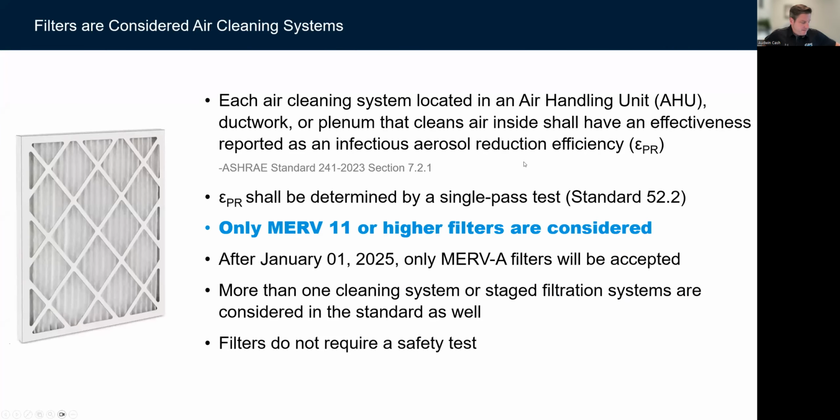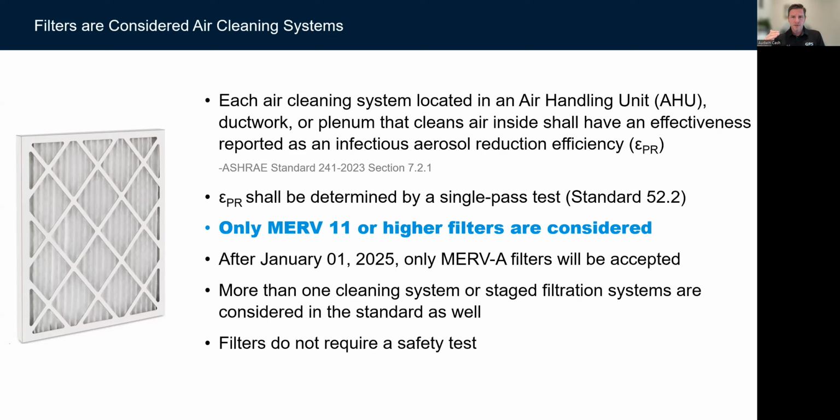We need to spend some time on filters. Filters are a very important part of the calculation, as you'll see in a second. And I am watching the clock. Starting in January of 2025, only A-rated filters are appropriate for the use under the standard. I'm making that point first. But the first point is that any MERV rating filter below an 11 is not considered as part of the standard. Why is that?